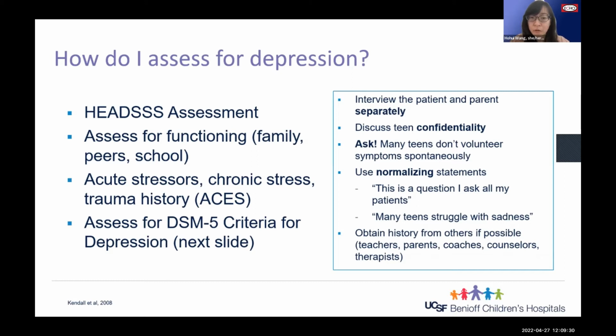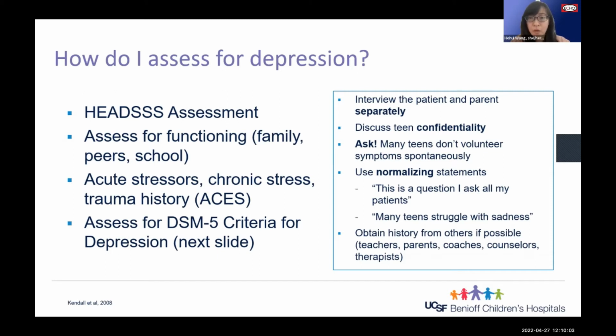It's also really helpful to use normalizing statements. A lot of teenagers don't really know that they're not the only person in this universe that's depressed. So they're often surprised and feel more validated knowing that this is very common. There's a 15% to 20% rate of depression among teenagers. And this is a question that I ask all my teenage patients, because many teenagers actually struggle with anxiety and sadness.